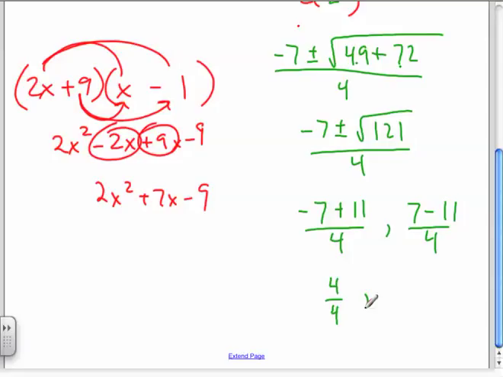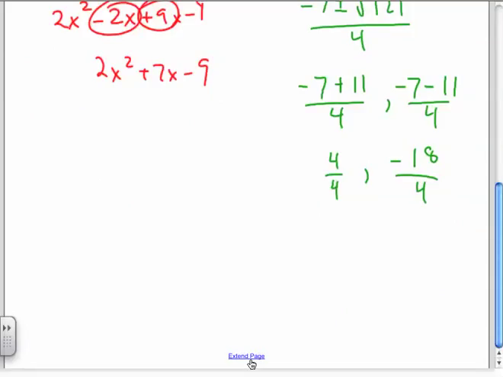wait a minute, am I right here? Oh, this is negative 7, I'm sorry. So it's negative 18 over 4, right? Because the b is negative 7. And then I'm going to get 1 comma negative 9 over 2 when I reduce it. Okay, is everybody happy there? Can you get to those numbers?